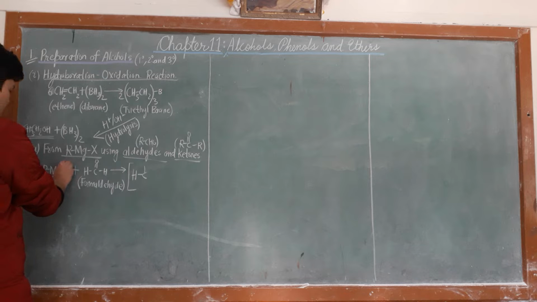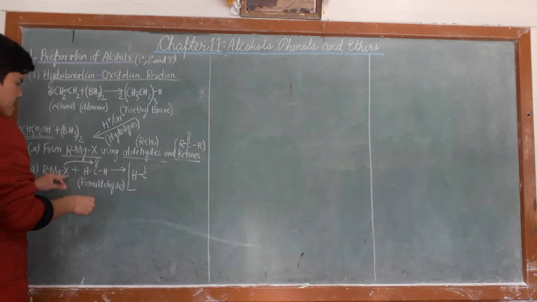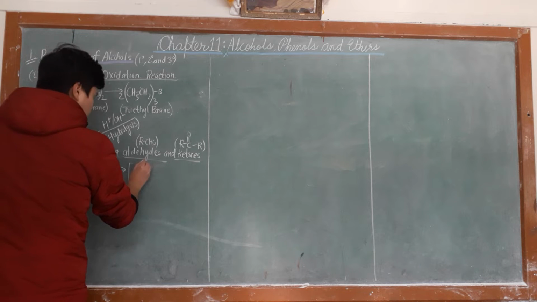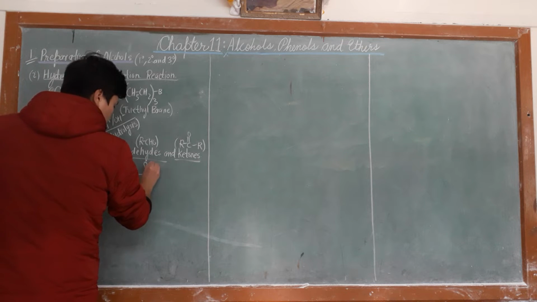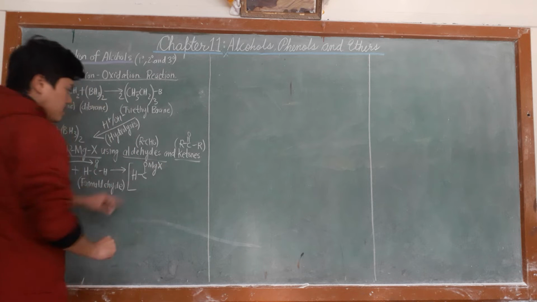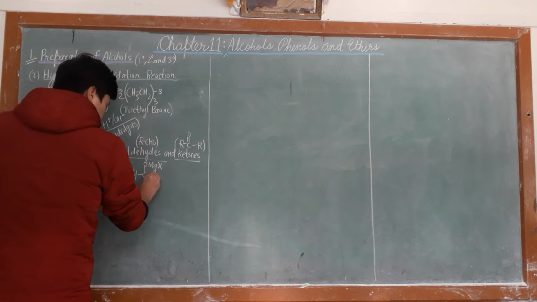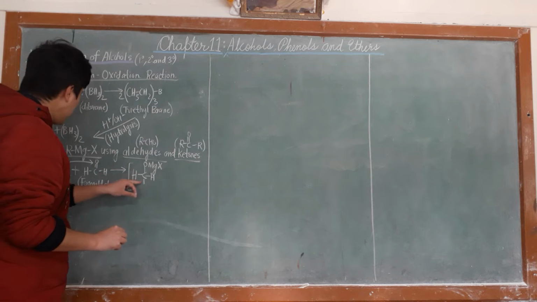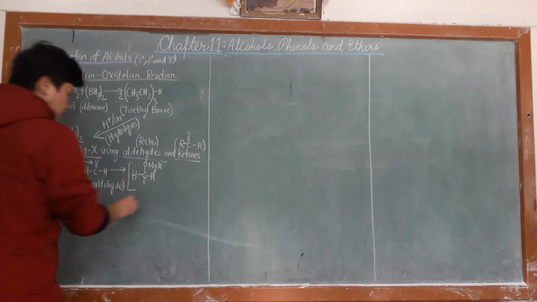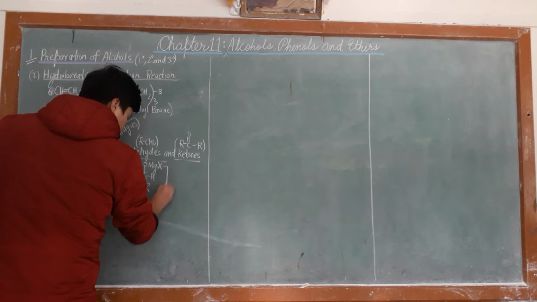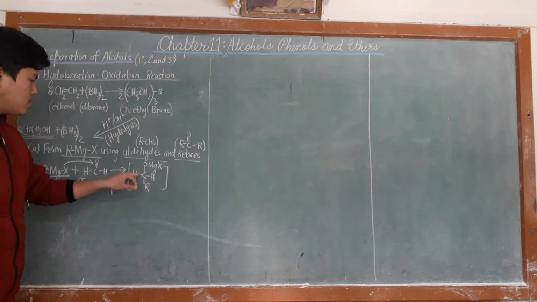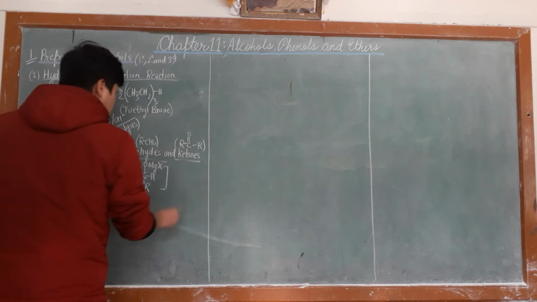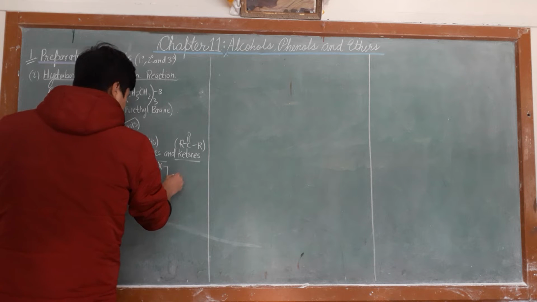H, C double bond O, single bond, MgX terminal. So H single bond C single bond O MgX. The double bond becomes a single bond, and this single bond is used to add R. So you get H C O MgX with R attached. Okay, this is your intermediate.